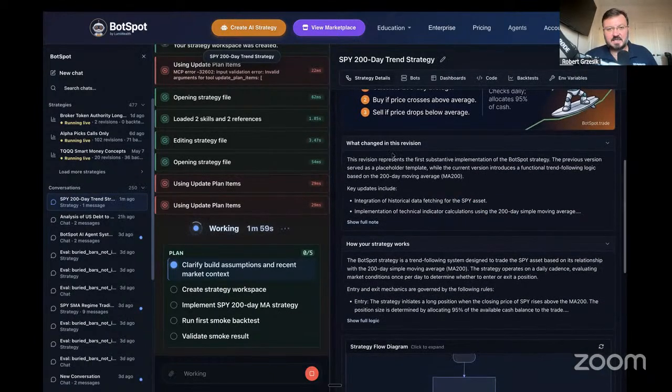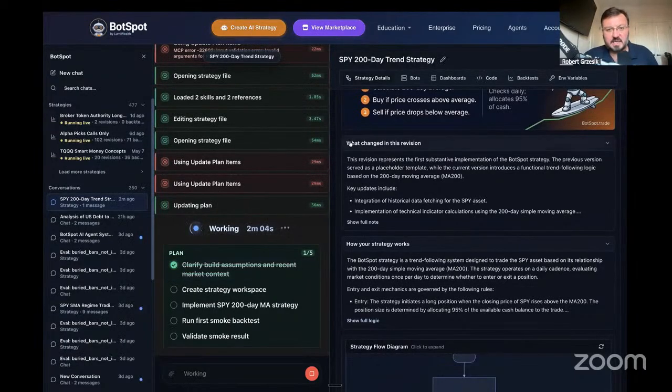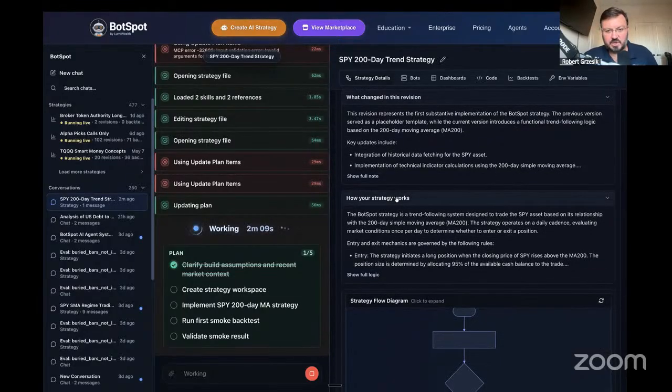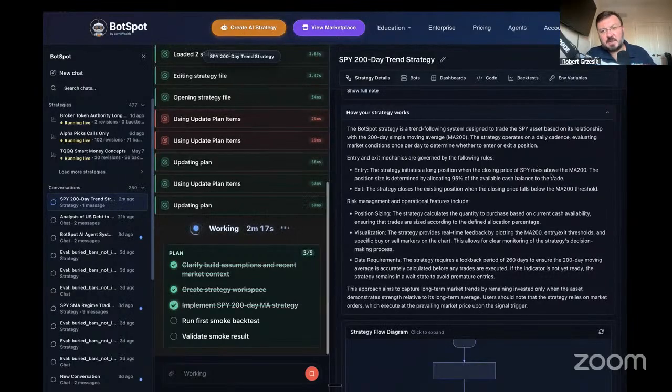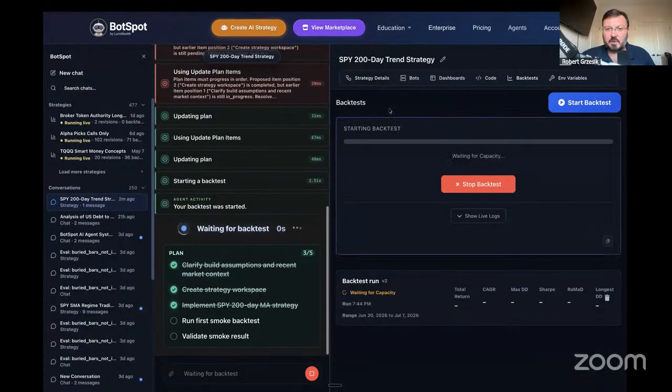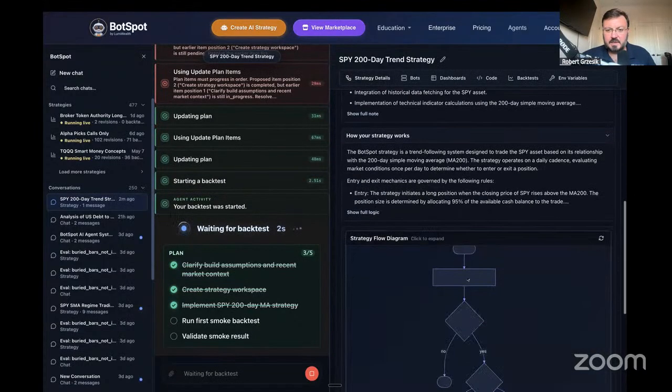We also added this stuff back. We used to have this before, but now we've added it back again where it says what changed in this revision and how your strategy works, right? You can open it up and it's a really nice description of exactly what this thing's doing. So the Boss Bot strategy is a trend following system designed to trade SPY assets based on its relationship with a 200-day simple moving average. The strategy operates on a daily cadence, evaluating market conditions once per day to determine whether to enter or exit a position. And then entry and exit mechanics are governed by the following rules, right?